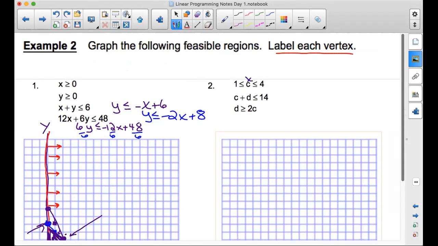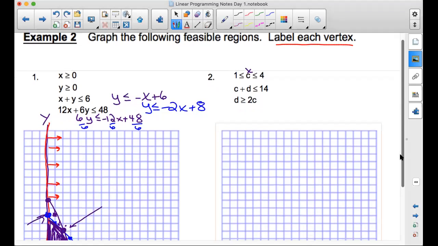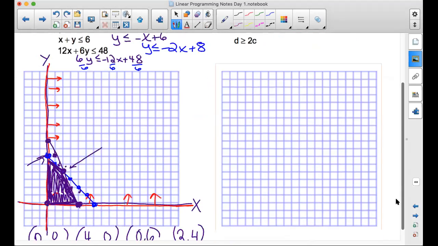Does anybody know what that inequality is telling you? 1 is less than or equal to C, which is less than or equal to 4. What is that saying? Or if I had 1 is less than or equal to X, which is less than or equal to 4. Jaden, what's that saying? That the x values can only be between 1 and 4. Yeah, perfect. So the X values have to be between 1 and 4.